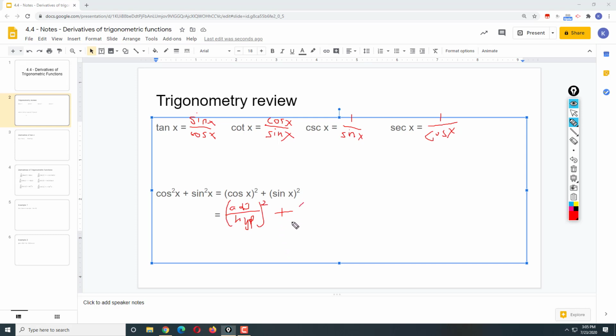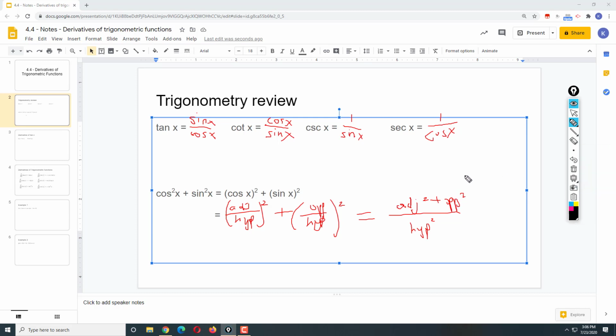And sine x is opposite over hypotenuse. So cosine squared x plus sine squared x is adjacent over hypotenuse squared plus opposite over hypotenuse squared. The denominator is the same, just hypotenuse squared. So we can add the top. The top is just adjacent squared plus opposite squared.